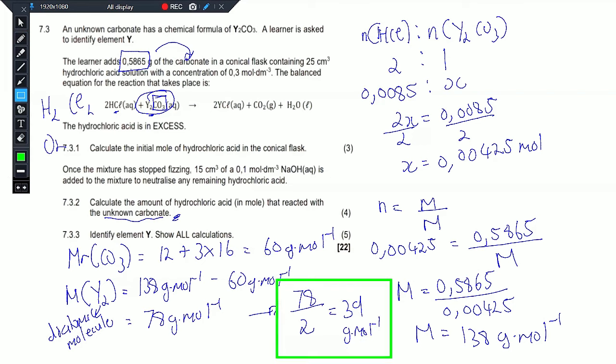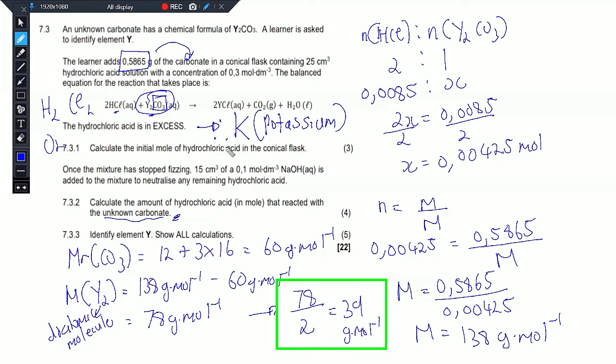But remember, the question was not to calculate the molar mass only, it was to identify. So this is where you go back to your periodic table, and you will find that the one with 39 grams per mole is potassium, indicated by K. So the Y2 there represents potassium. In other words, what you have there is K2CO3, potassium carbonate. Okay, so yeah, that was a pretty interesting question.